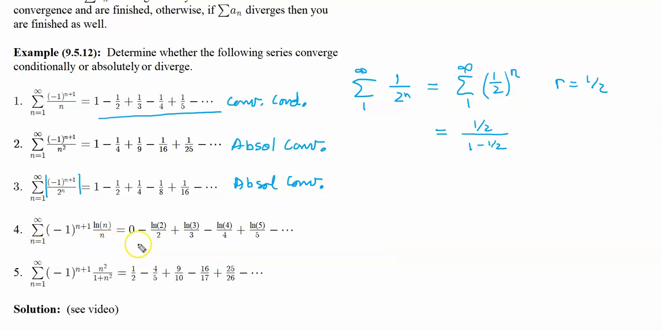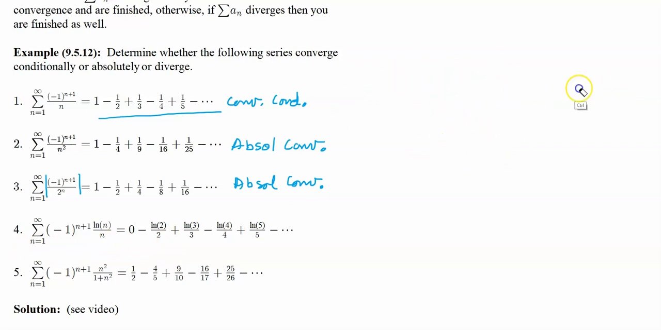Let's take a look at this one. So what we have here, so for number 4, once again, let's see if we have absolute convergence. If we have absolute convergence, we're finished. So we consider this first. All right, notice that this is the absolute value of these terms down here. Now, it's not immediately obvious if this converges or diverges. What we need to do here is apply the integral test, actually. So let's consider this.